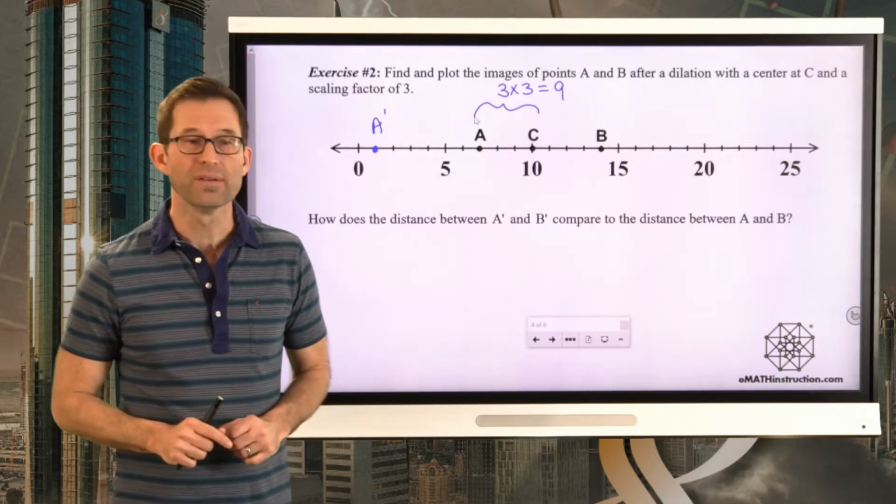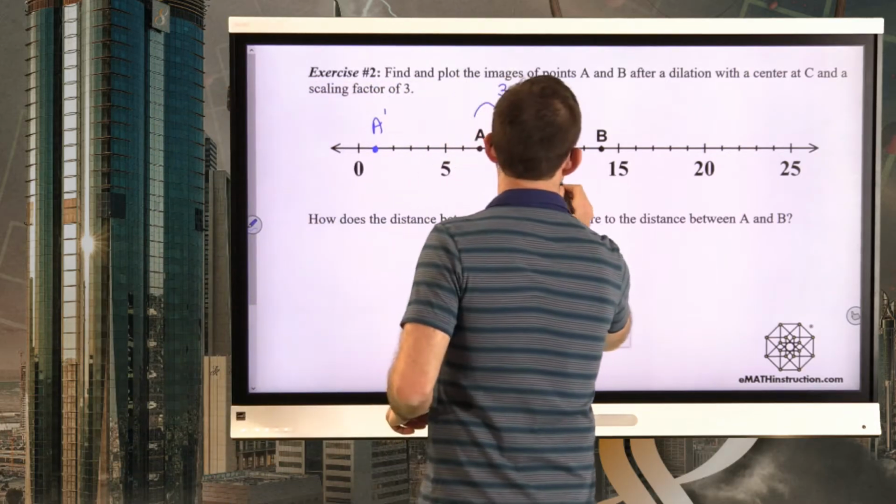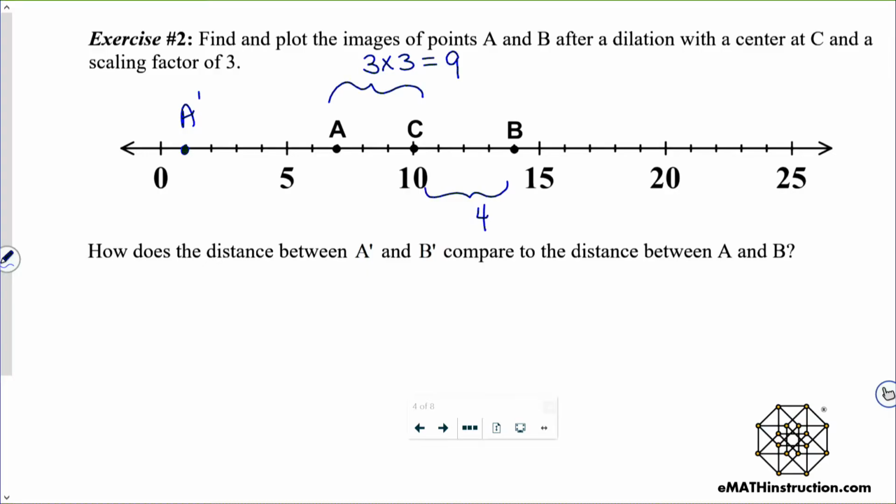All right, well, it's pretty easy. B is 4 units away. If we also dilate that by a factor of 3, it should now be 12 units away, which should put it right here. That's now 12 units.